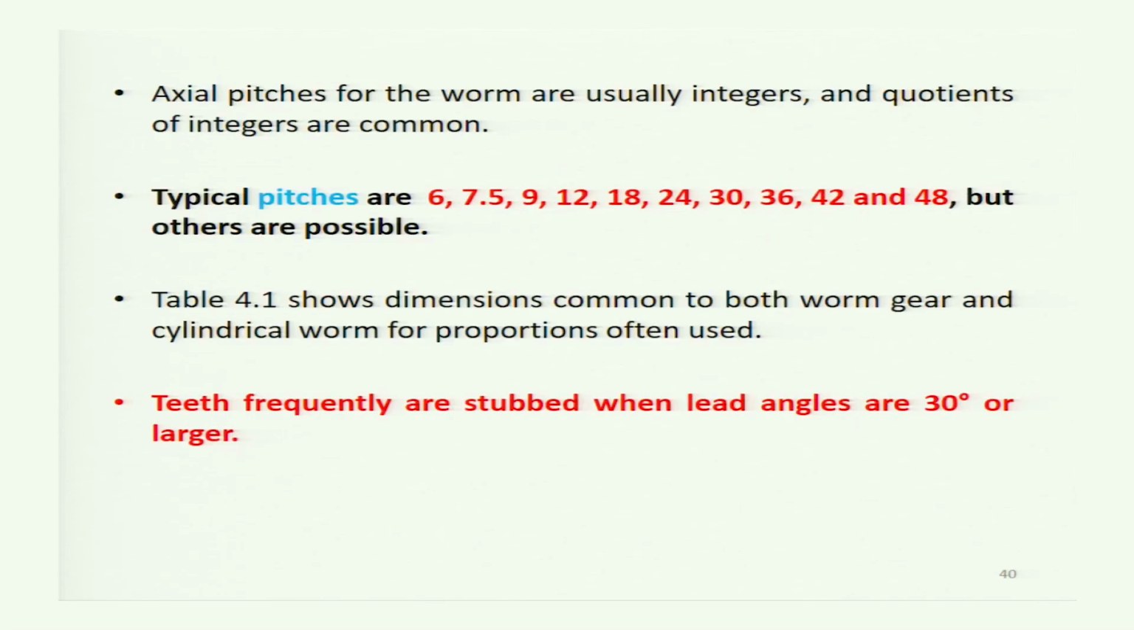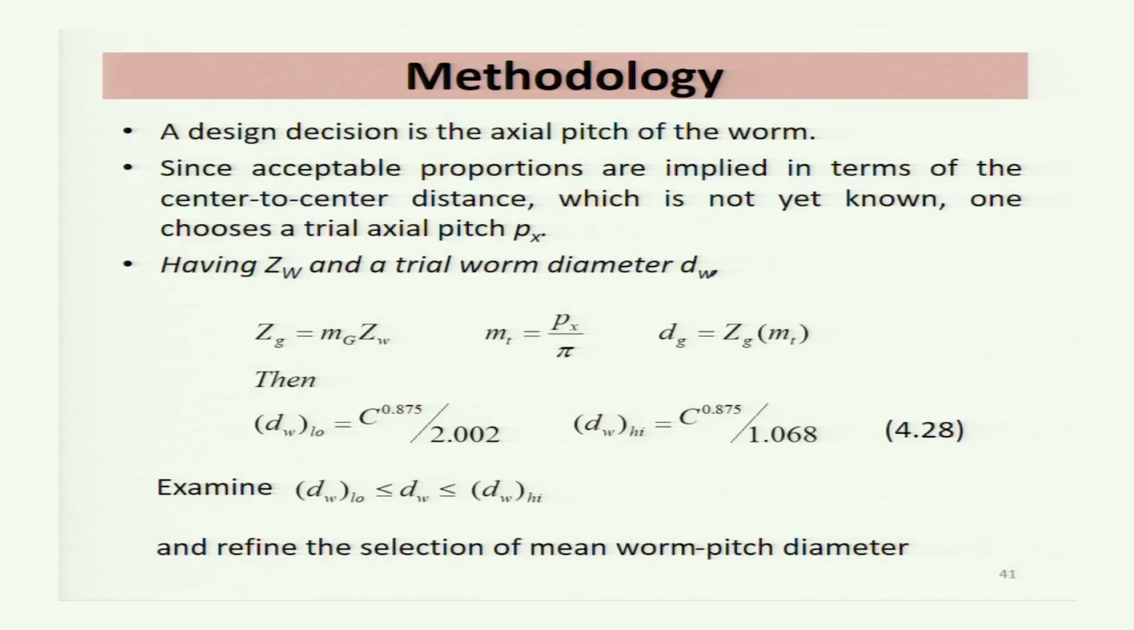Axial pitches for the worm are usually integers, and quotients of integers are common. Typical pitches are 6, 7.5, 9, 12, 18, 24, 30, 36, 42 and 48, but others are possible. Table 4.1 shows dimensions common to both worm gear and cylindrical worm for proportions often used. Teeth frequently are stubbed when lead angles are 30 degree or larger.